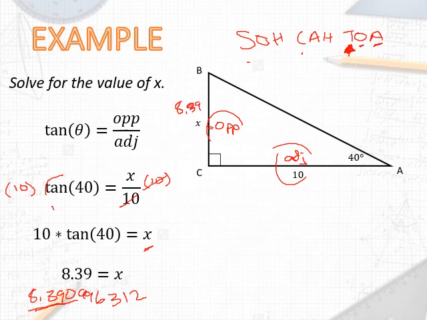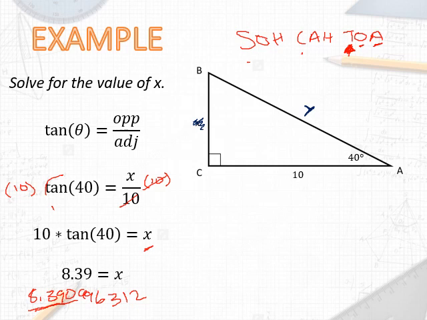So at this point you could say, all right, I know 10, I know 8.39. I could solve for the hypotenuse using Pythagoras' theorem if I wanted, or I could pull out a different trig function to solve for the hypotenuse. So just say, for example, the question asked us to solve for y instead of x. So like this was gone.